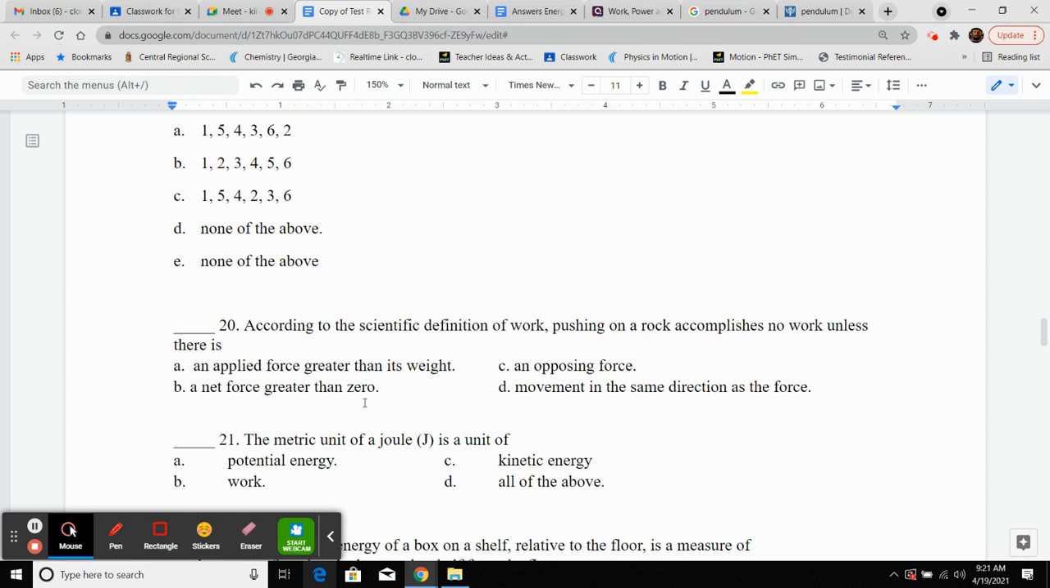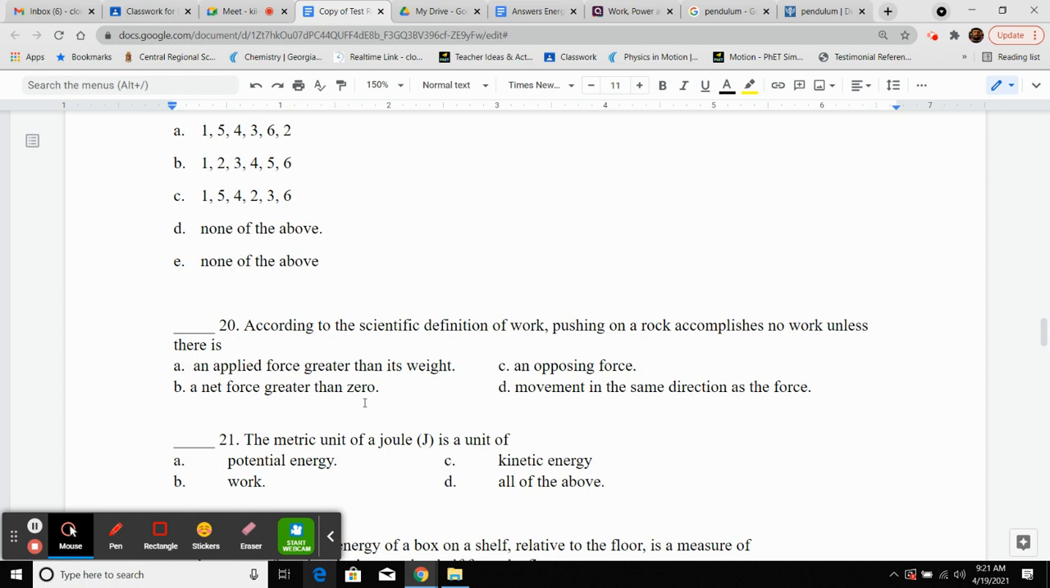Wait, which one? 20. Oh. And apply force greater than the speed. Possibly. An applied force greater than its weight. It's either A or D. Okay, good.